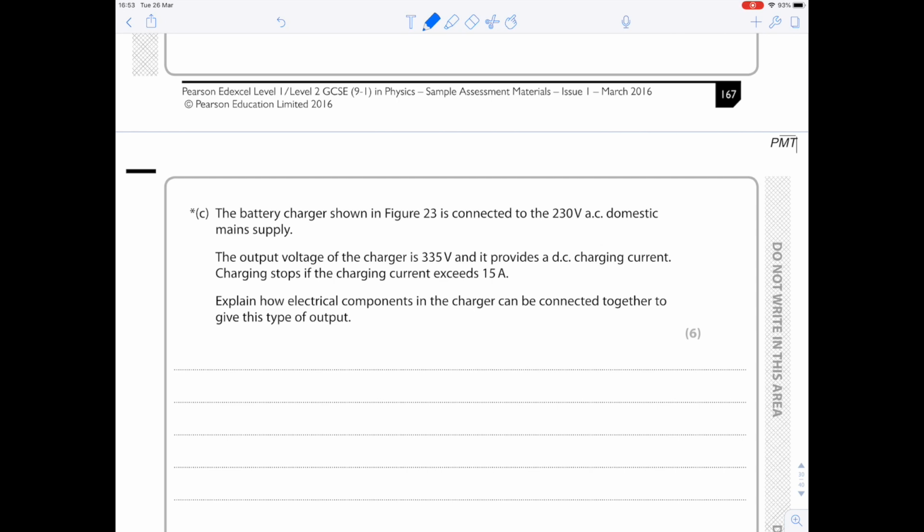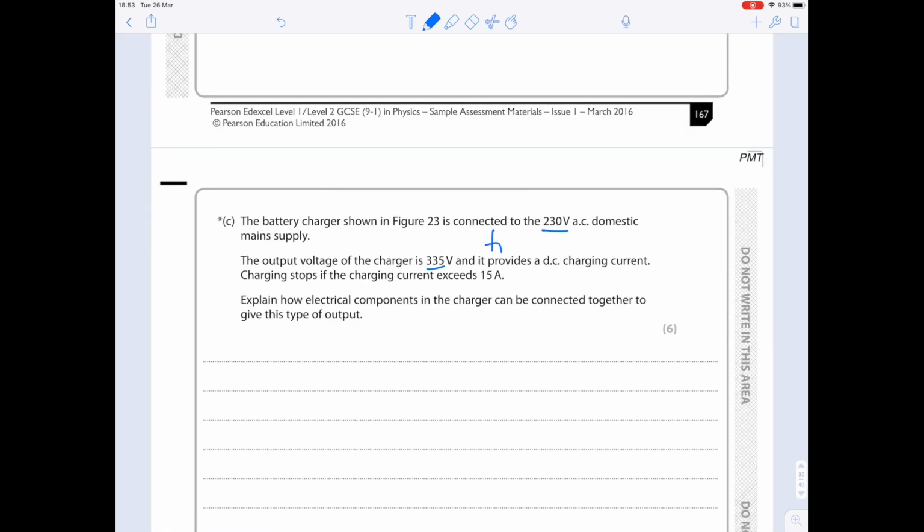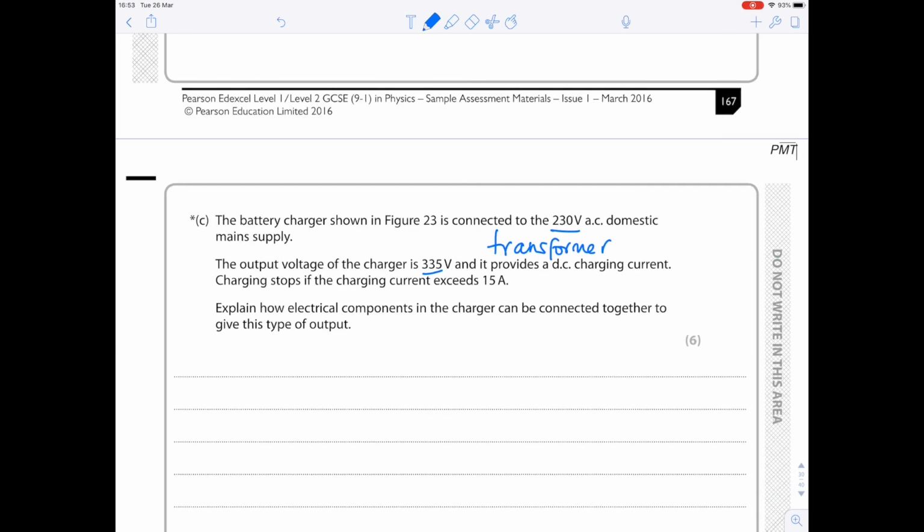So hopefully you can see that we are altering the voltage coming in and out, which means we need a transformer. And because we are increasing the voltage, we need a step-up transformer. We also need to look at the type of current. We're going from alternating current to direct current. What we need, therefore, is the diode, which is a type of component which only allows current to flow in one direction only. So a diode is definitely going to be necessary.